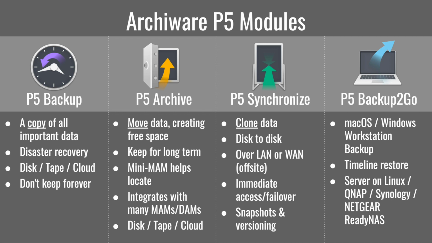P5 Backup to Go, which as I said we're not going to cover today, is a workstation backup product. It can back up macOS and Windows workstations, so i.e. laptops and desktop machines, provides a timeline restore, backs up to a central server. That server needs to have a snapshot compatible file system on it, which is either BTRFS or ZFS. So it has to be on a Linux machine, generally speaking, but it could be a QNAP or a Synology which support those types of file systems with the snapshot capabilities built in.